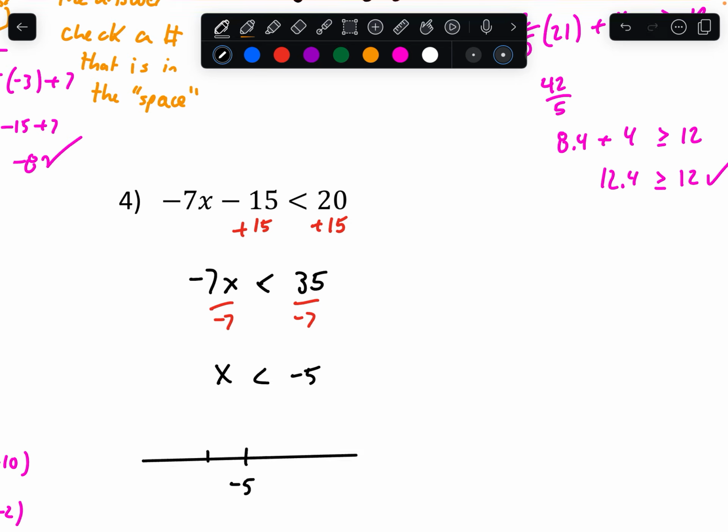Negative 5, negative 6, negative 7, negative 4, negative 3. It says x is less than negative 5, so open circle, less than, so things that are less than negative 5, like negative 6, negative 7. It's heading off to the left there. And so I'm going to check negative 6.